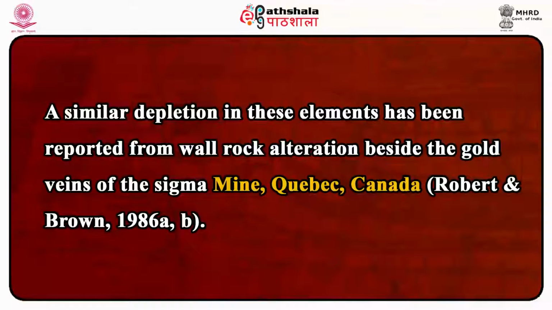Some subtraction of magnesia, iron oxides, lime, titanium and manganese oxide has also occurred, and doubtless these were sources of iron in such minerals as pyrite, pyrrhotite and chalcopyrite in the lenses. Alumina shows a depletion in the outer zone of alteration and concentration in the inner zone, where it is collected for the formation of sericite. A similar depletion in these elements has been reported from wall rock alteration beside the gold veins of the Sigma mine, Quebec, Canada in 1986.